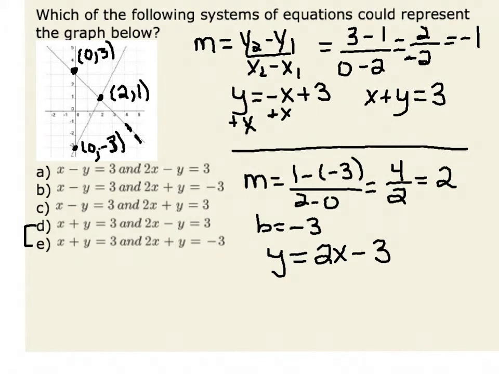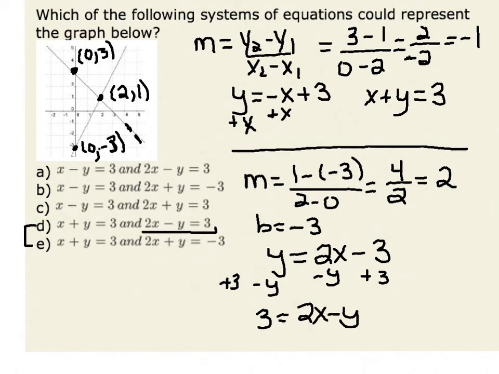Again, we are going to solve this and put it in its general form. I am going to subtract y from both sides and add 3 to both sides. Now I have 3 is equal to 2x minus y, which is represented in our system of linear equations in D. Again, verifying D is our answer.